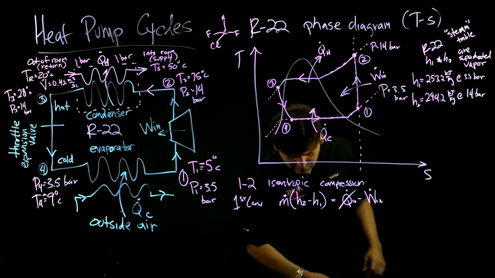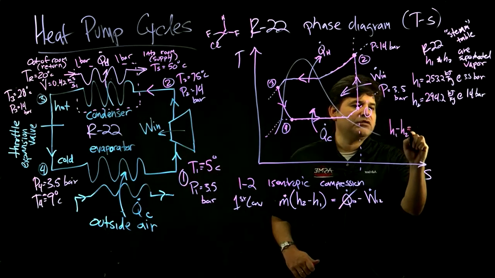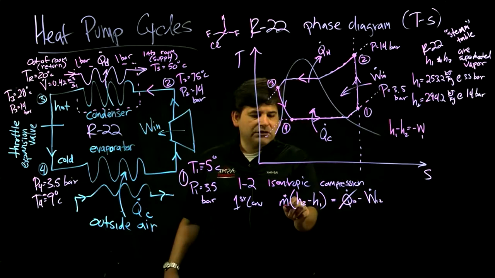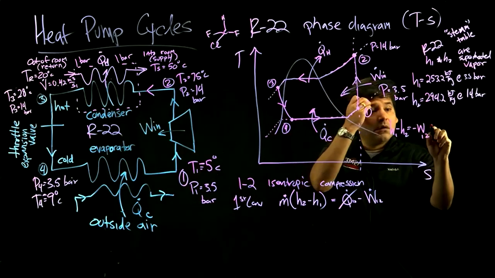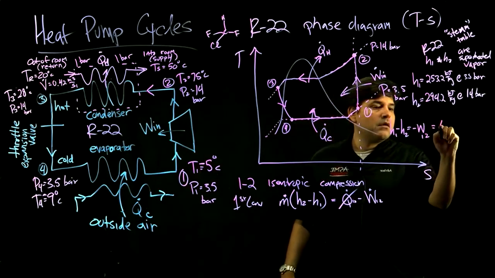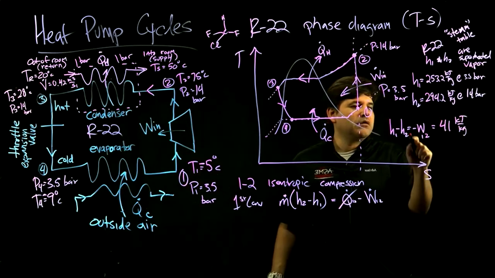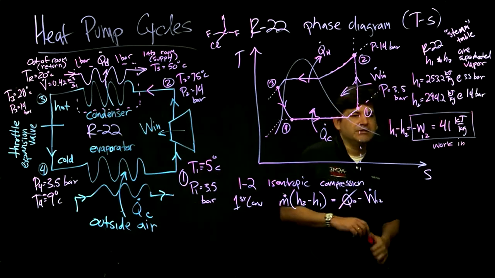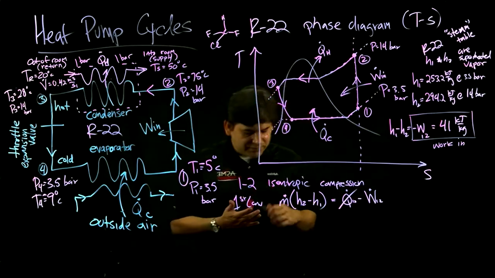So from there, what we get is that H1 minus H2 equals negative the work. We don't know the mass flow rate yet, so let's divide by mass to get work, little w. By using the R22 table values, what we get is that negative work equals 41. That confirms the work in at the compressor stage by using the first law. So that's good. Isentropic compression, okay.